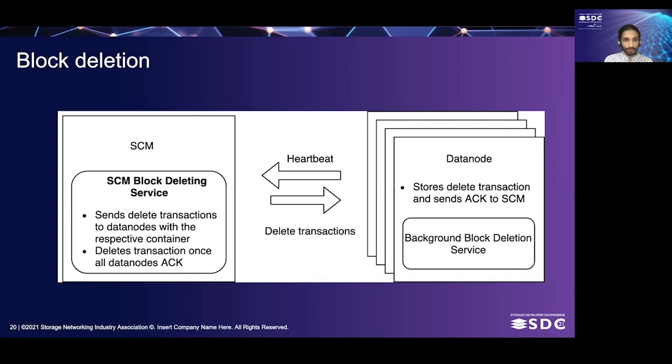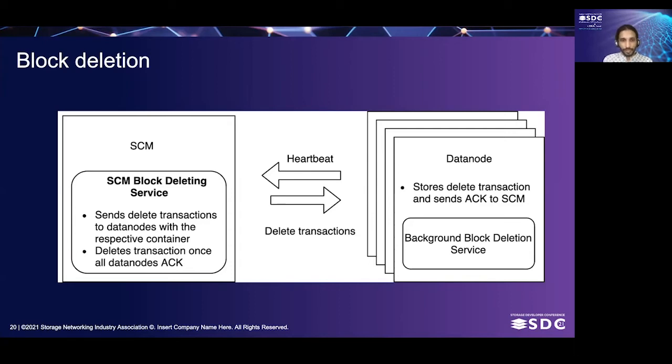Another thing which the SCM block deleting service takes care of is that it makes sure that all the data nodes process the transaction. So in case the replication factor is 3 and only 2 data nodes so far have ACKed the transaction, the deleting service would not delete the transaction.